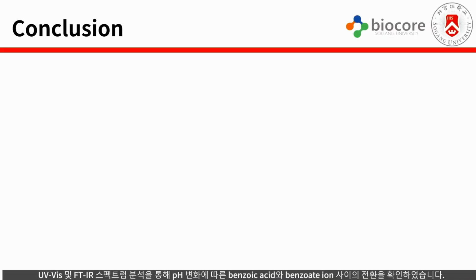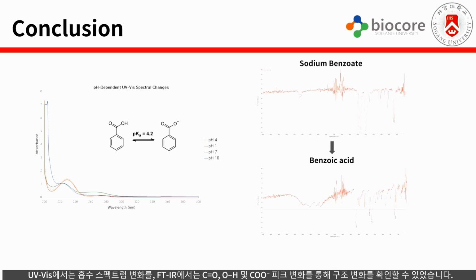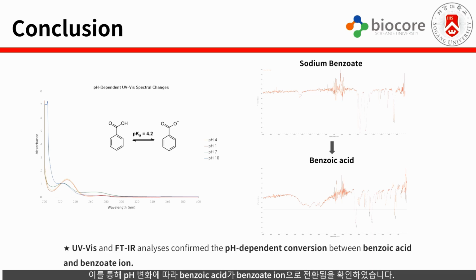Through UV-visible and FTIR analysis, we confirmed the conversion between benzoic acid and benzoate ion depending on pH changes. In UV-visible, changes in the absorption spectra were observed, while in FTIR, structural changes were confirmed through the C=O double bond, OH bond, and COO peaks. These results indicate that benzoic acid was converted into benzoate ion under basic conditions.